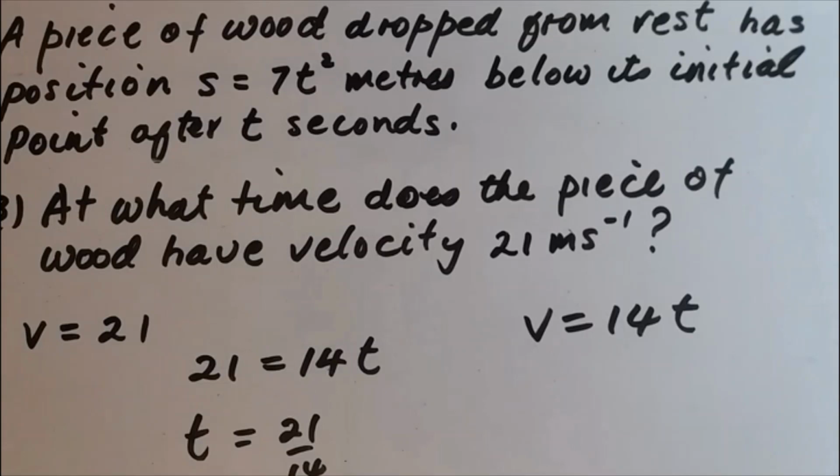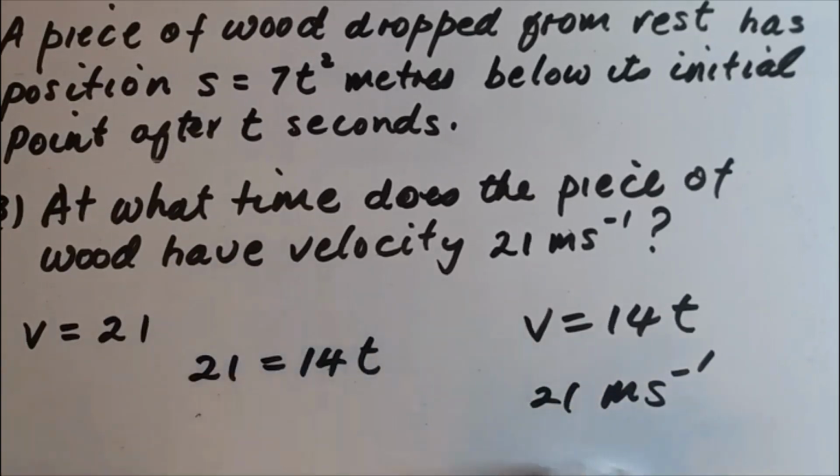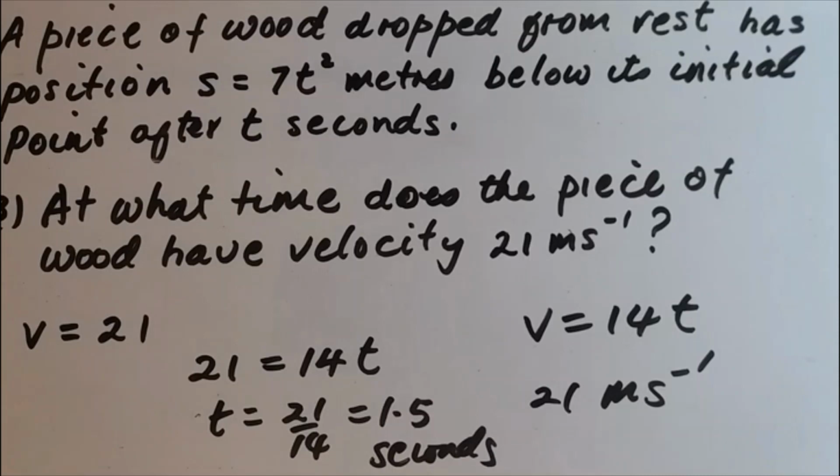So hence, the piece of wood has velocity of 21 meters per second. Just write this clearly here. So t is equal to 21 over 14, which is equal to 1.5 seconds. And to summarize, the piece of wood has velocity of 21 meters per second after 1.5 seconds.